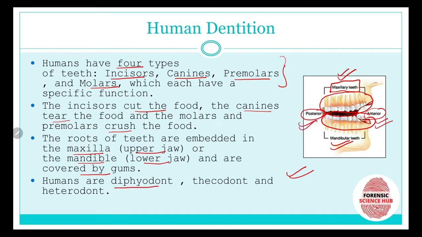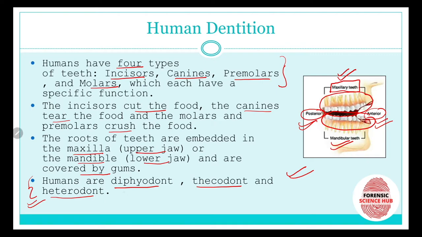Humans are diphyodont, thecodont and heterodont. Now what are these 3 terms? These 3 terms, along with many other terms, have also been discussed in a separate video. The link for that is also given in the description box, but for now I'll tell you what these 3 are.